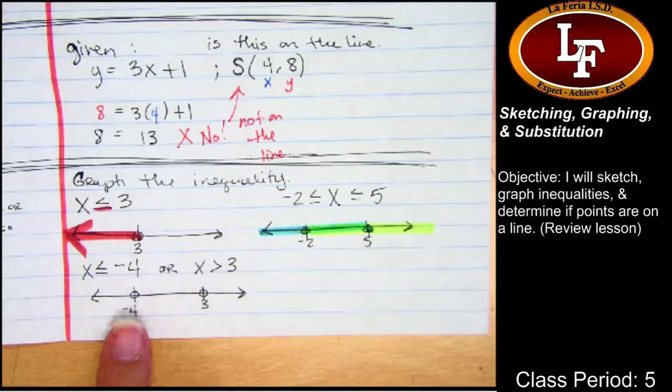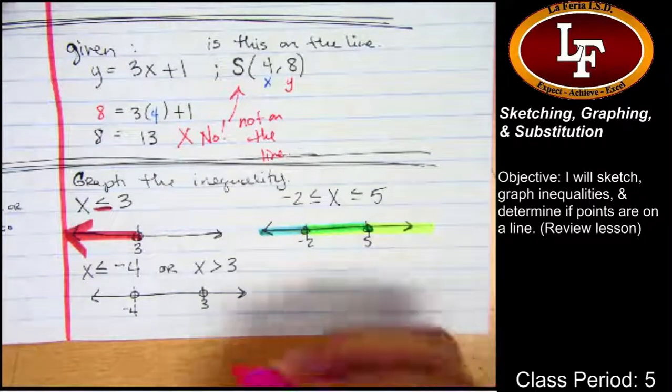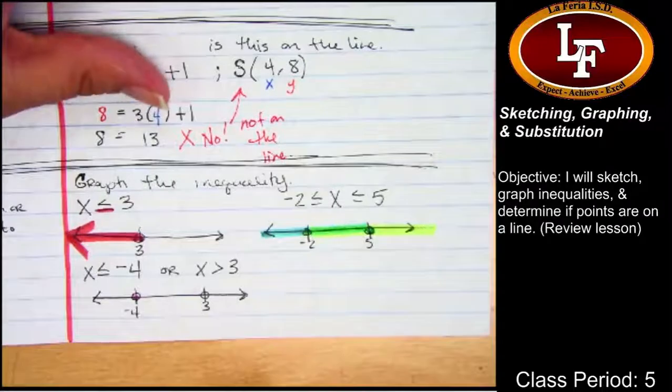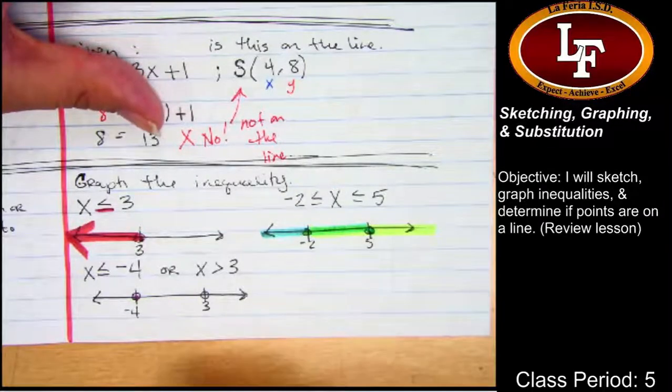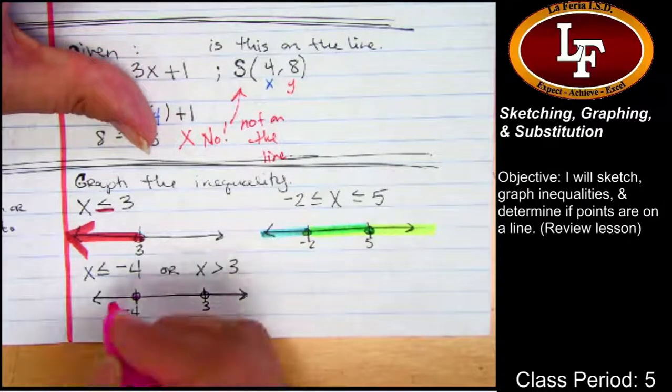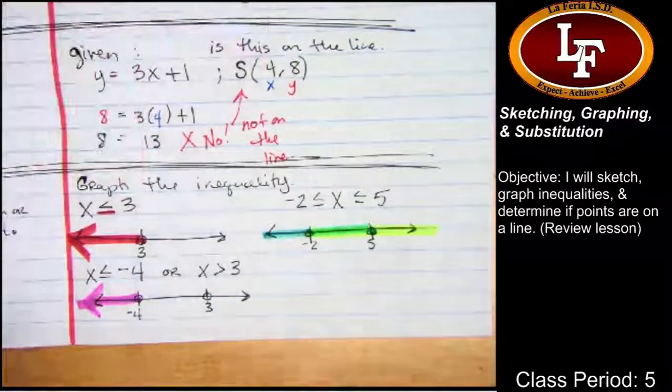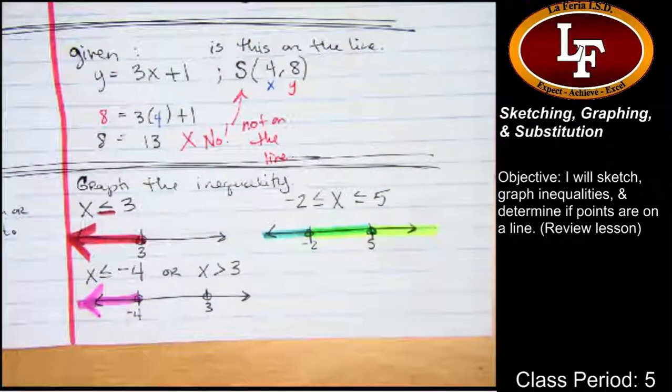We have our guidepost -4 and 3. So the question I have for you is, do I color in the dot at -4? Yes. Why? It has the "or equal to." And which way am I going to color? To the left or to the right? To the left, to the left.